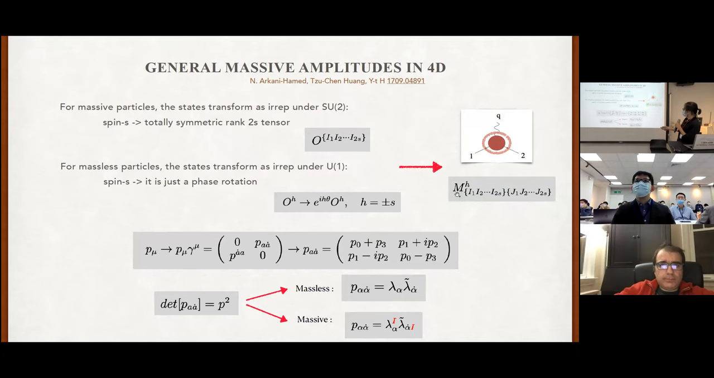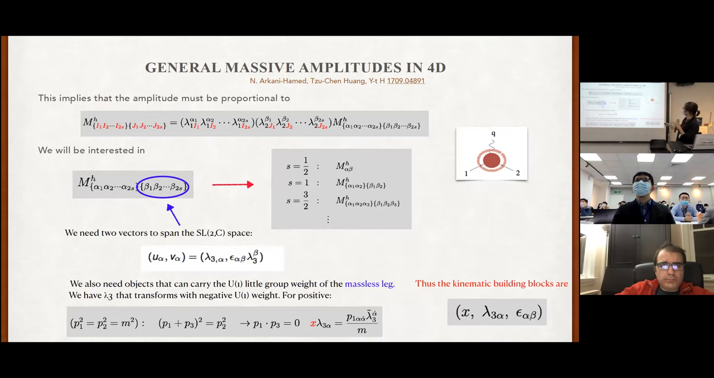And to do that, we use the spinor helicity formalism, which instead of using four-vectors, we're going to use a 2x2 matrix to represent the momentum. And depending on whether it's massless or massive, this 2x2 matrix factorizes either into two spinors, or for massive, it factorizes into a sum of two spinors with this I index, which is precisely this massive SU(2). So this is very simple. So that means that when you're talking about three-point interactions of arbitrary spin, you're asking about what are the possible tensor structures associated. So there are essentially 2s plus one possible tensor structures.